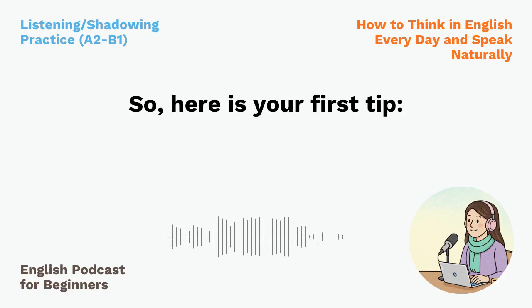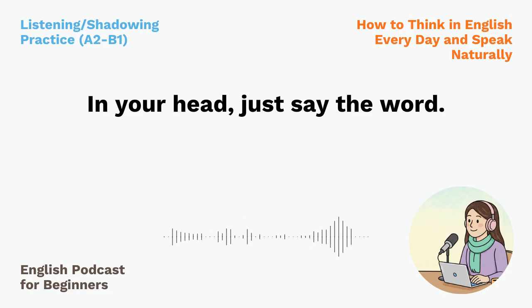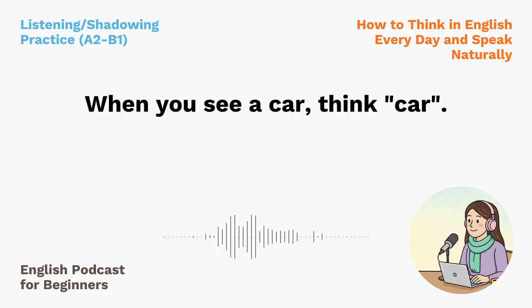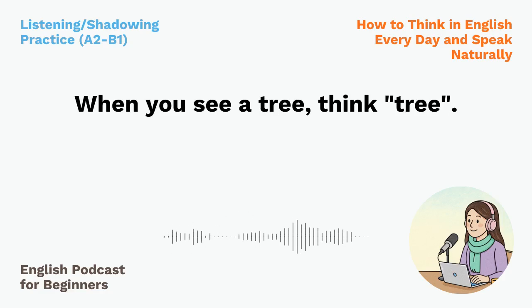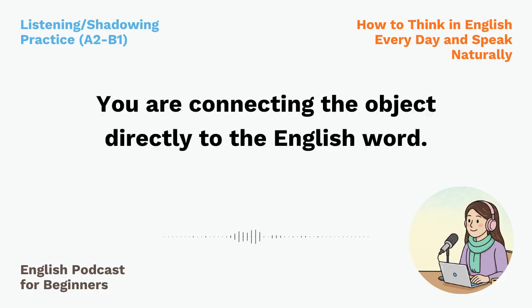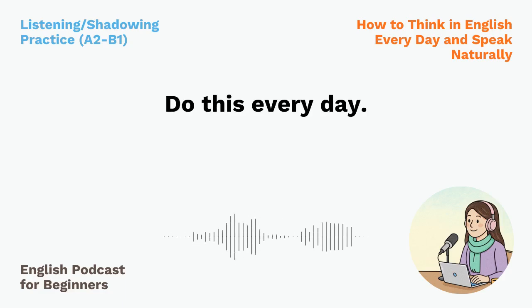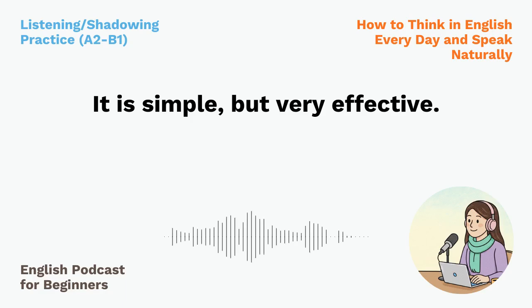So, here is your first tip. Name the things you see in English. In your head, just say the word. When you see a car, think car. When you see a tree, think tree. You are not translating. You are connecting the object directly to the English word. This is a very powerful first step. Do this every day. It is simple, but very effective.